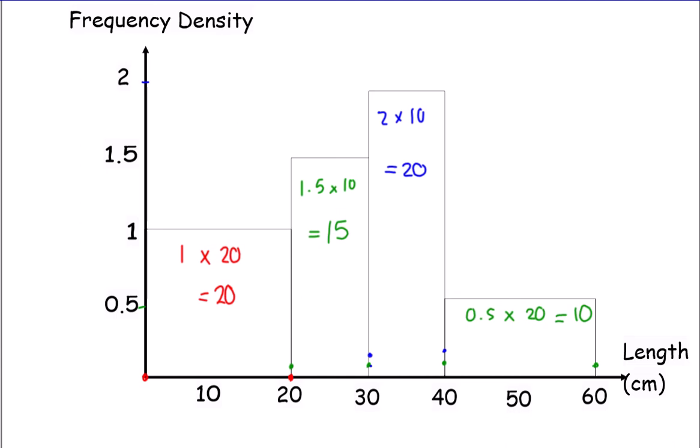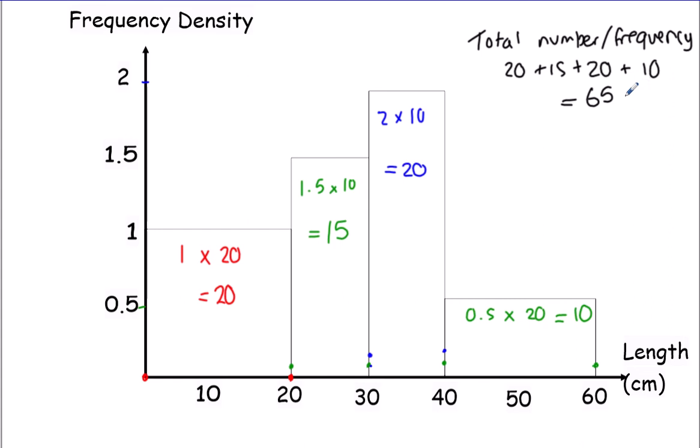So if I wanted to know how many people or how many things were in the survey, the total number, or the total frequency is a good word because it means how many, is 20, add 15, add another 20, add 10, so what's that? 65. 65 items. Branches, twigs, plants, doesn't really matter what they are.